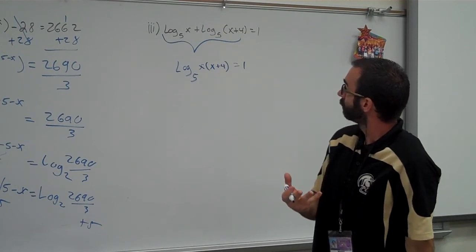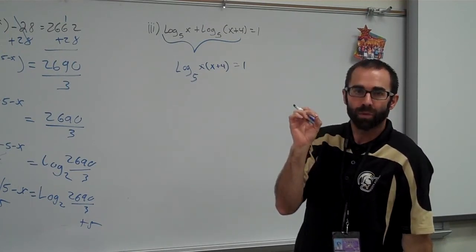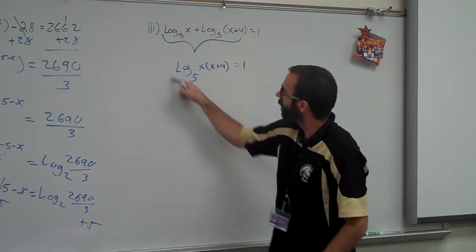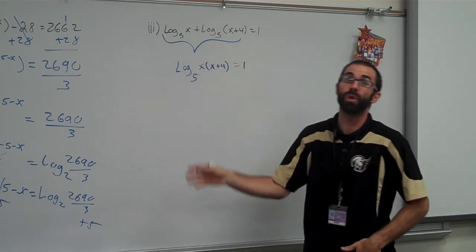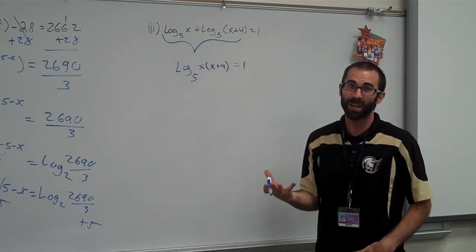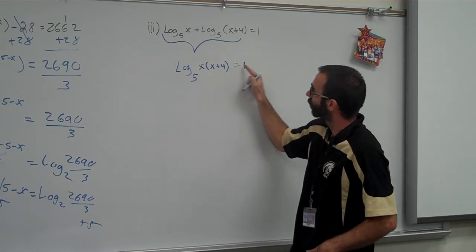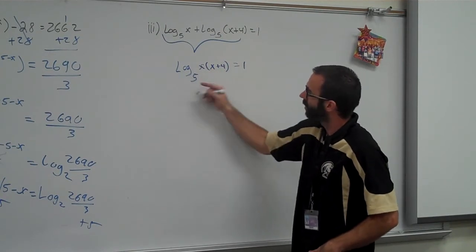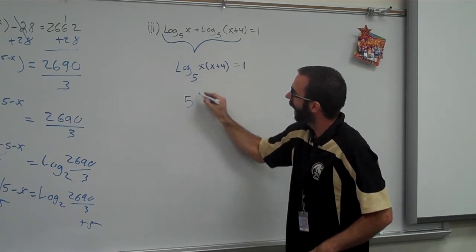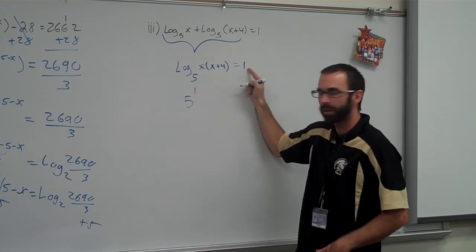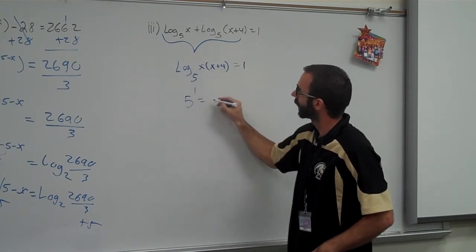Now the next part, you had to have recognized that you can convert this logarithm into an exponential equation, right? Where we take the base is equal to what it's equal to of this. So this is the same thing as saying 5 to the 1, 5 to the power of 1, equals this whole thing.